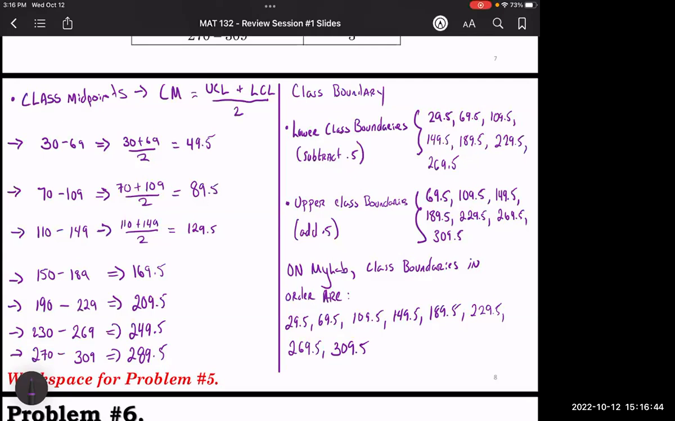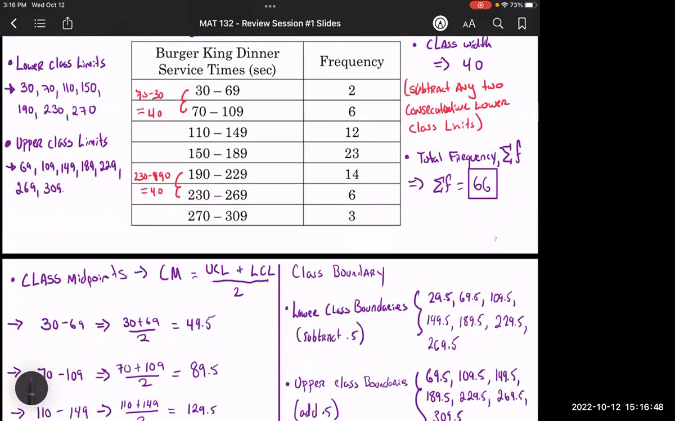Oh, so those were from the table. Here's our table, right? The values were 30 to 69, all the way down to 270 to 309. We mentioned those were our lower class limits. Those were our upper class limits. So to get the lower class boundaries, just simply subtract 0.5 from each of them. For the upper class boundaries, add 0.5 because that's the rule.